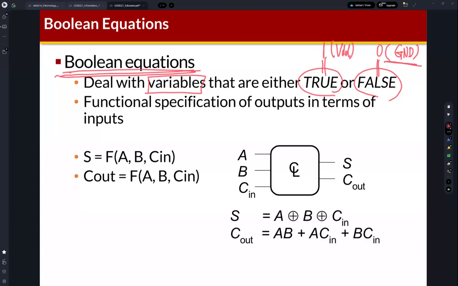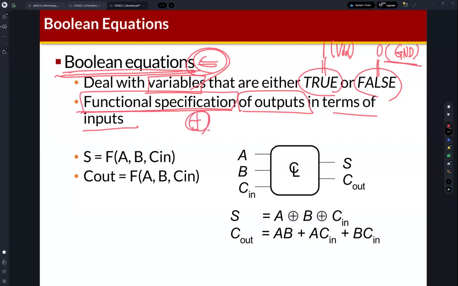If we just represent the behavior, the functional specification or functional behavior of our digital circuit, then we can represent the functional specification of a digital circuit using Boolean equations. The functional specification of outputs in terms of inputs, like f of a circuit.